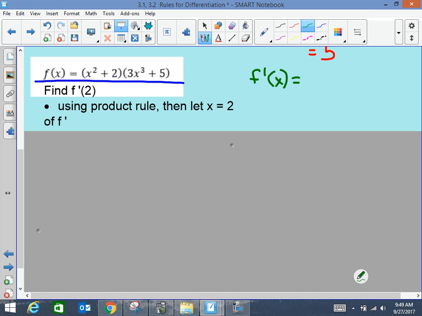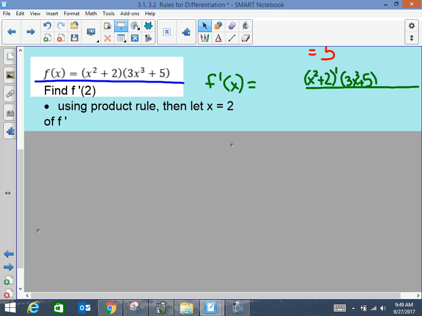Okay, we're not diving right into the limit thing anymore. We are using the product rule. So, let's check Claire out. Go for it. Okay. X squared plus 2 prime times 3x to the third plus 5.